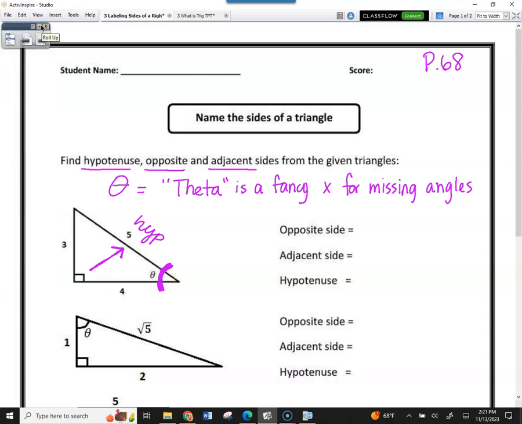3. Opposite would mean the farthest away, not touching it. So from theta, opposite would be 3. What is adjacent to theta?